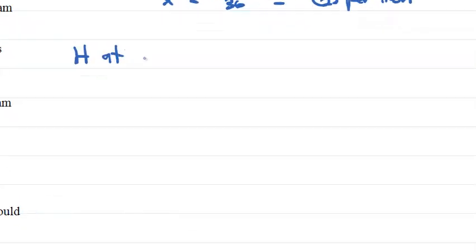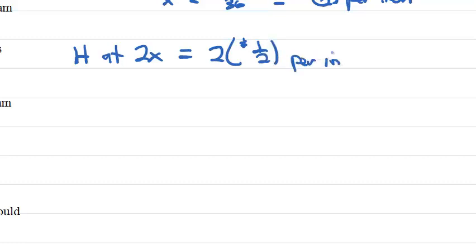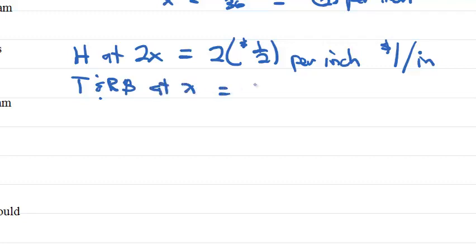Ham is valued at 2x. It's going to be 2 times $0.50 per inch, $1 per inch. Turkey and roast beef valued at x is $0.50 per inch.